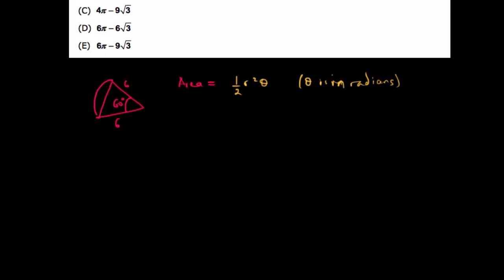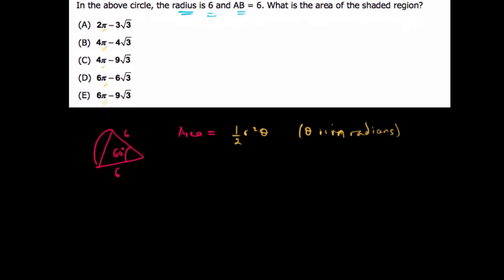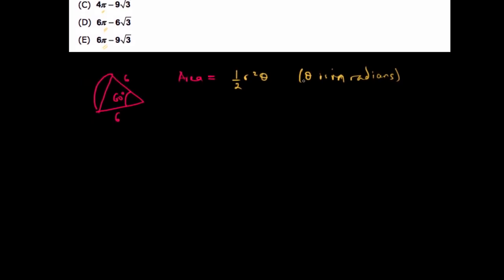Now the reason why I've decided to use radians is because you can see that all the answers here seem to be in terms of pi. So it will make it very easy for me if I work in radians. That's where I'm going to obtain my pi from. So since my theta is measured in radians, but the angle I'm given here is in degrees, how do I convert from degrees to radians?